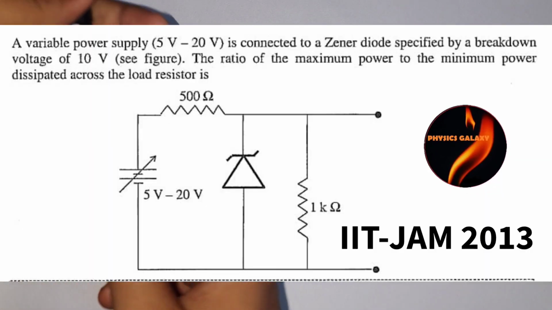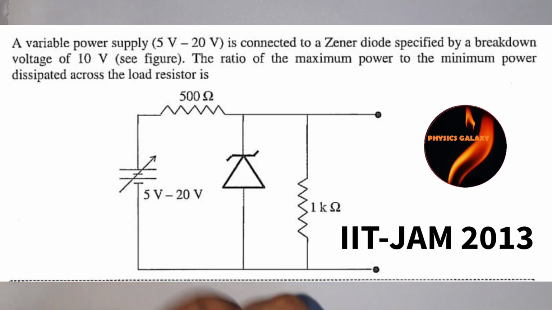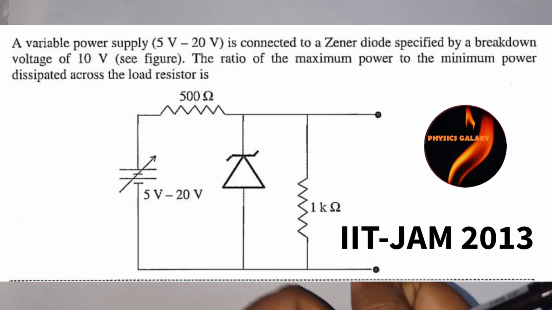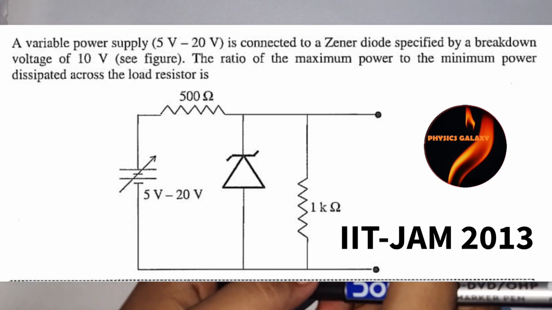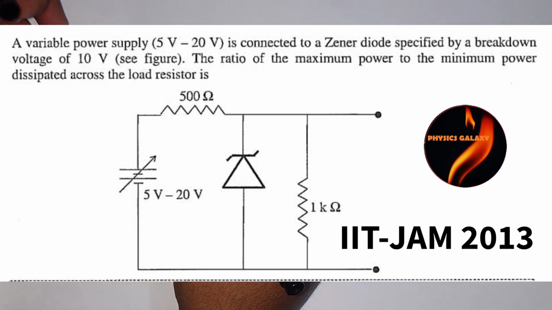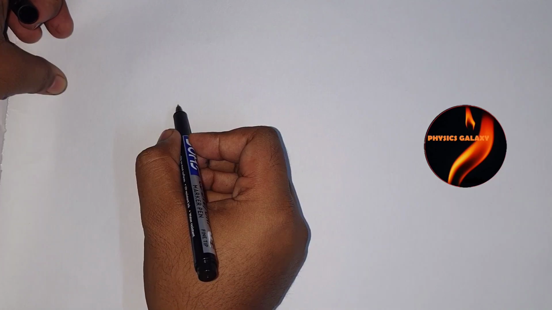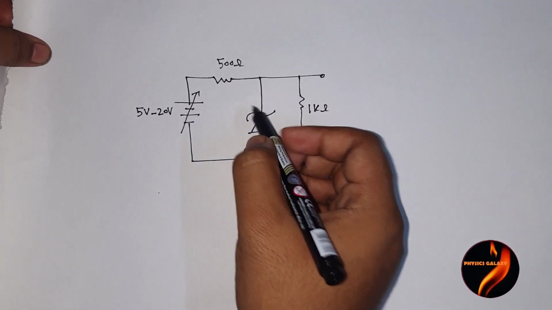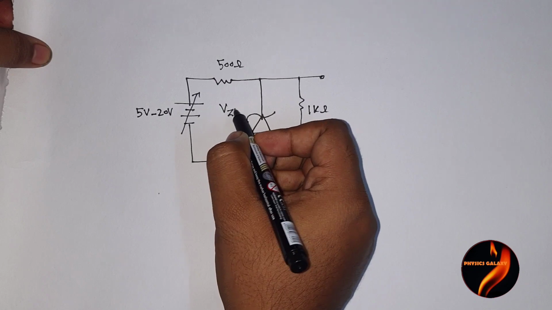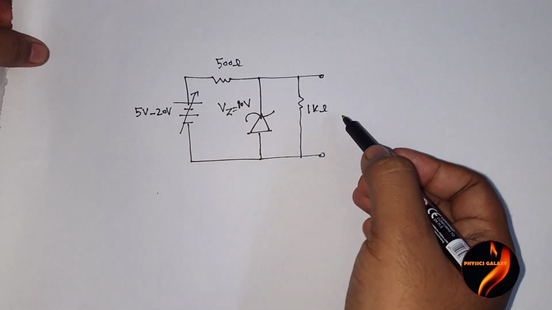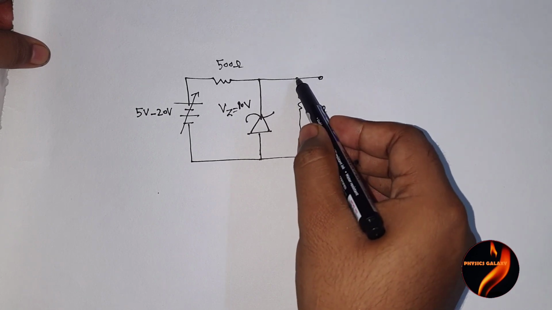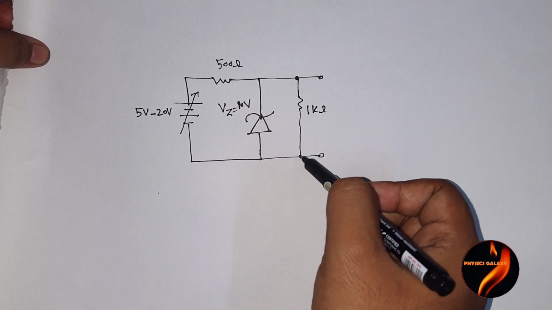Let's go to the next problem. In the next problem, you have to find out the ratio of maximum power to the minimum power dissipated across the load resistance. Let us quickly solve this problem. At first, let us draw the circuit diagram. In this problem, the Zener voltage is given, which is 10 volt. You have to find out the maximum power and the minimum power dissipated across this load.